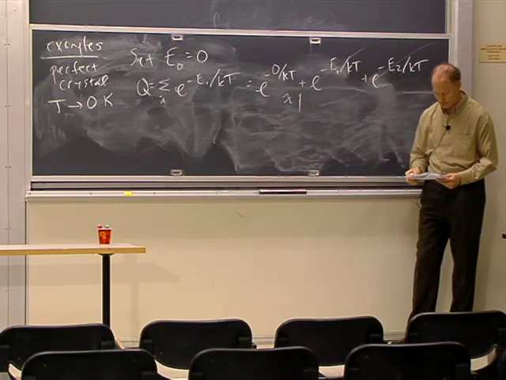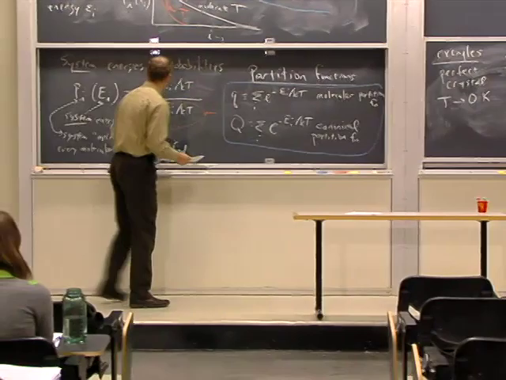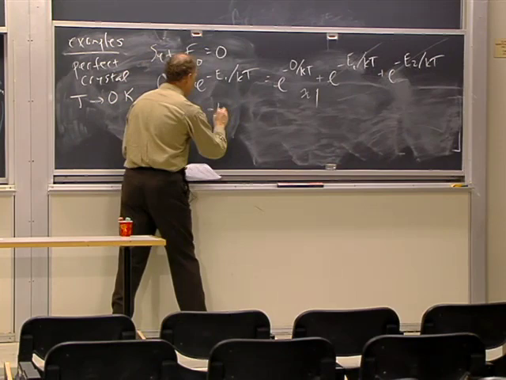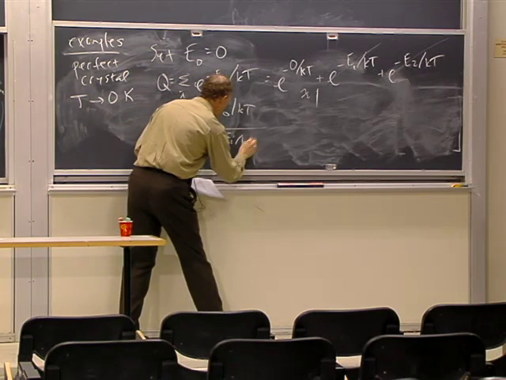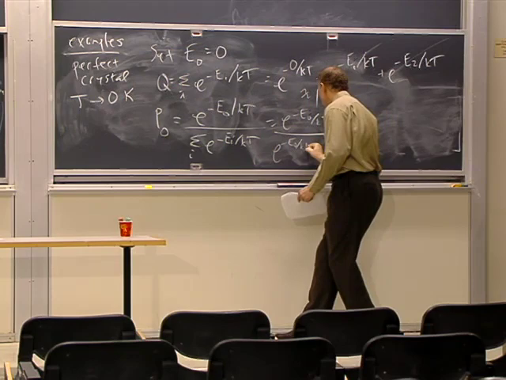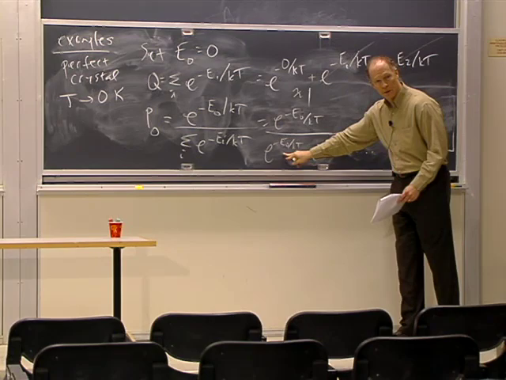That's it. OK? Also, if we say, OK, now what's the probability of the system being in a particular state? Well, we have an expression for that, right? So let's look at P0. It's e to the minus E0 over kT over the sum, which we've just seen. So it's e to the minus E0 over kT divided by e to the minus E0 over kT plus e to the minus E1 over kT, and so on. This is the only term that's significant. So it's approximately equal to 1.